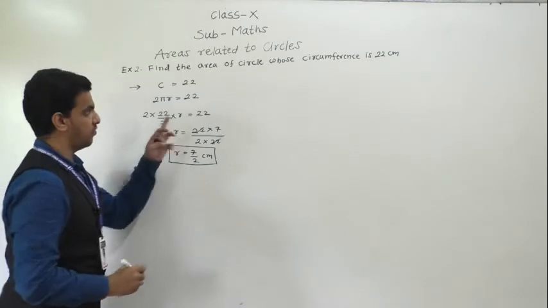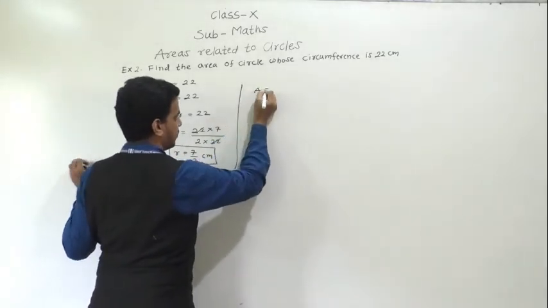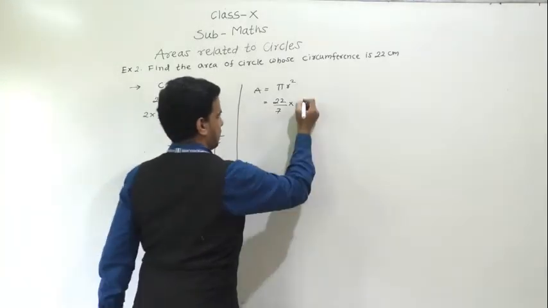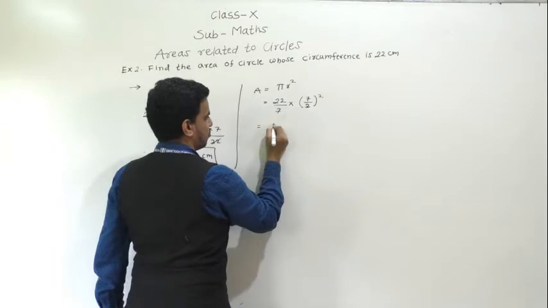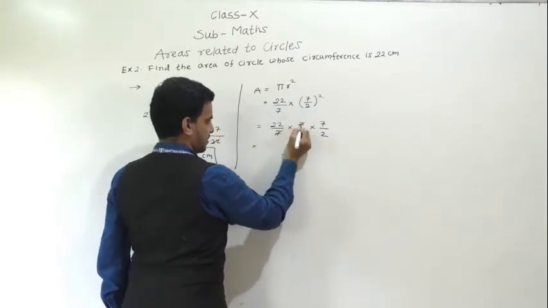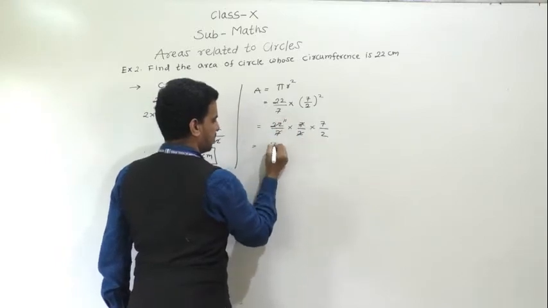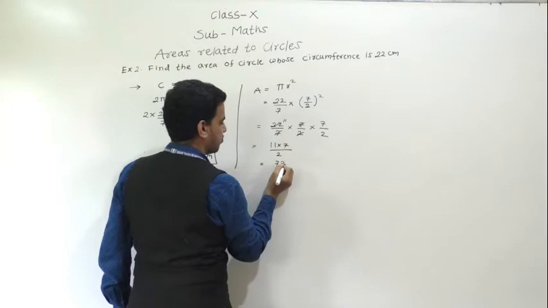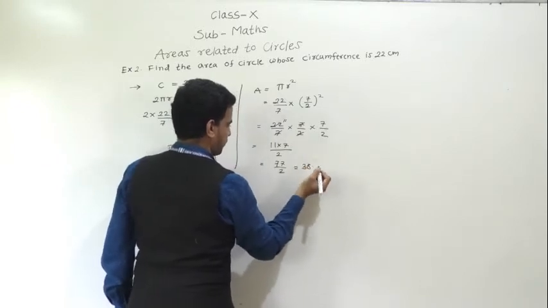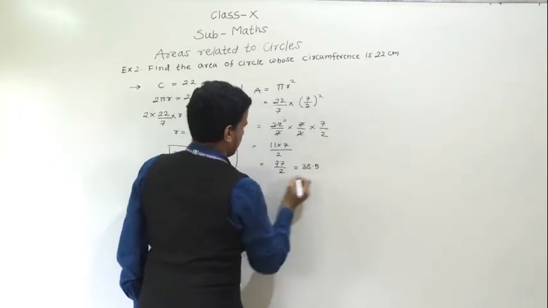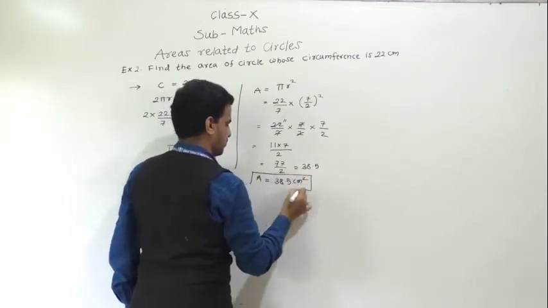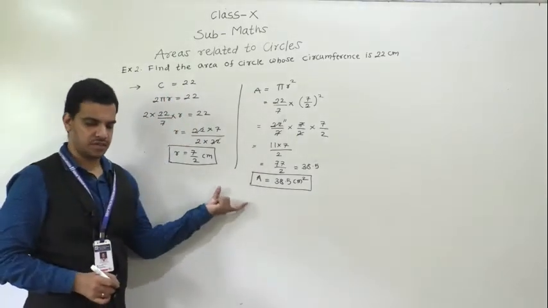So the radius of the circle is 7 by 2 centimeter. Now we have to find the area of the circle. So the area of the circle A is equal to pi r square. So 22 by 7 into r square, so 7 by 2 bracket square, so 22 by 7 into 7 by 2 into 7 by 2, so this one will get cancelled. 2 11s are, so 11 into 7 upon 2, that is 77 upon 2, so 2 3s are 6, 7 minus 6 is 1, 17, 2 8s are 16, 17 minus 16 is 1, so 2 5s are 10, that is the area is equal to 38.5 centimeter square. So the area of the circle is 38.5 centimeter square.